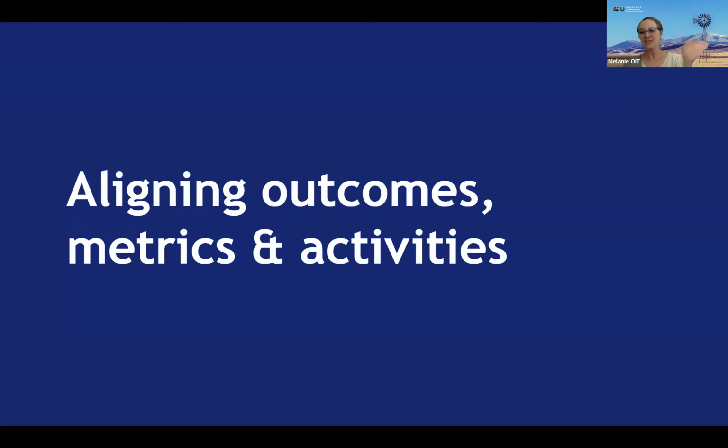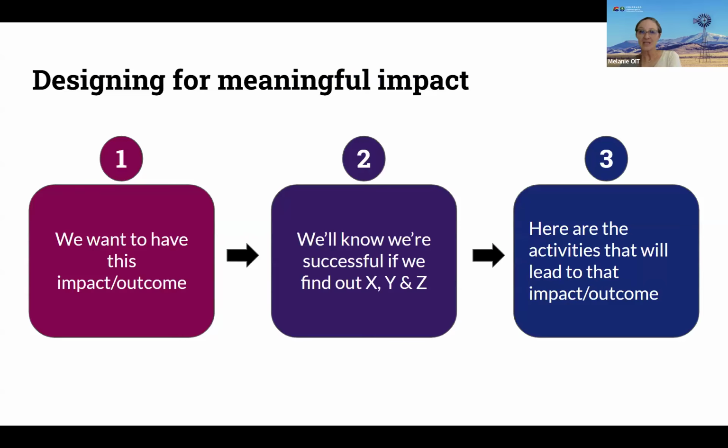We're not discussing because we didn't do Padlet. So, aligning outcomes and metrics and activities. Let's go to the next slide. We're going back to the same exact diagram. Remember, start with your impact, your outcome. What are you trying to do? Who are you trying to have an effect on? What metrics are you going to use to know whether or not that happened? And then think about the activities that will lead to that impact or outcome. Next slide.